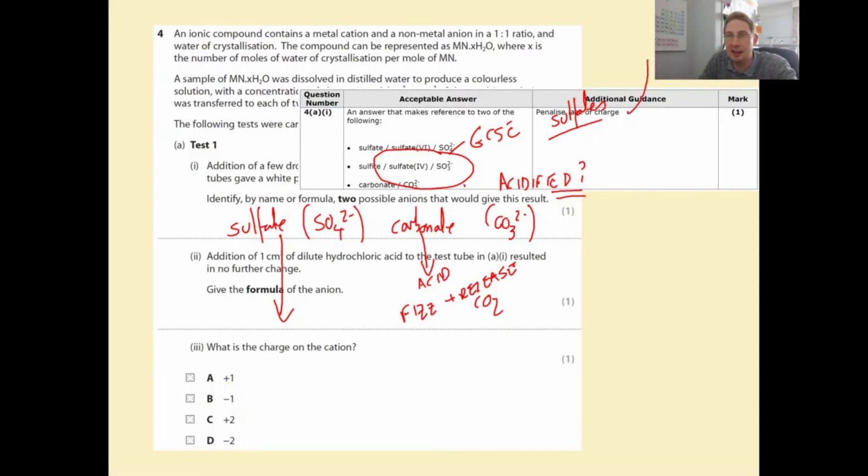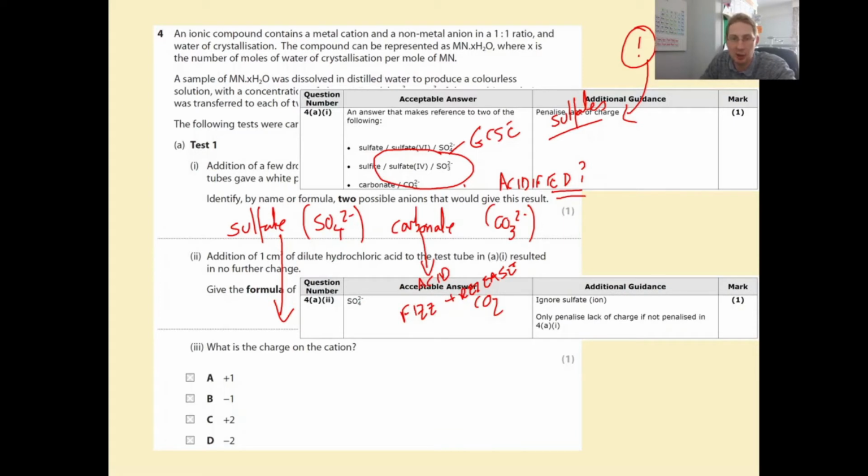What it says under here is penalise lack of charge. So if you gave the SO4 or CO3 and you got the charge wrong, then you couldn't have had it. Here it does specifically say you must give the formula. Only penalise lack of charge if not penalised in form. So if you wrote sulfate and then you wrote SO4-, you would have lost this mark. But if you wrote SO4 2- in both, or SO4- in both, you would have got that one.